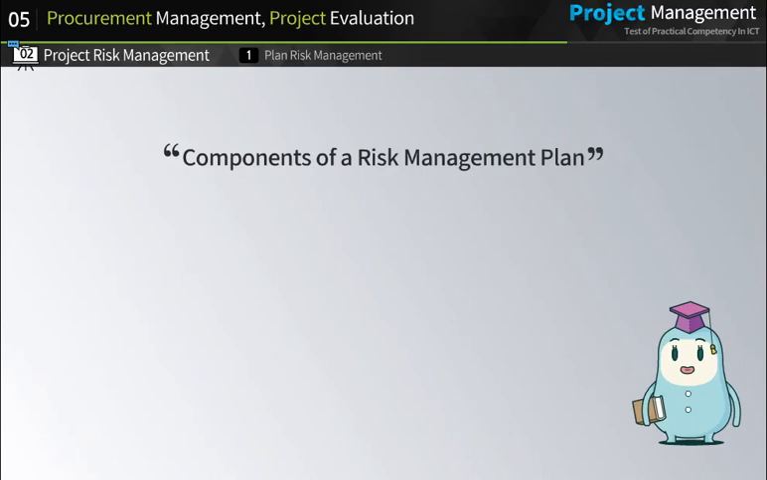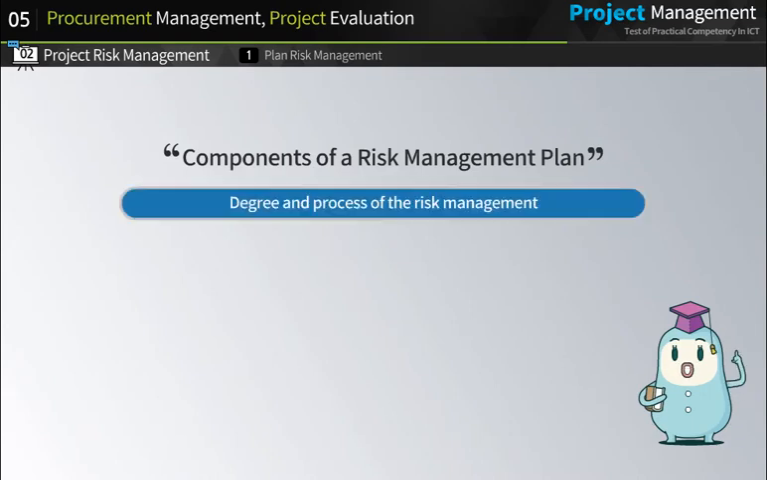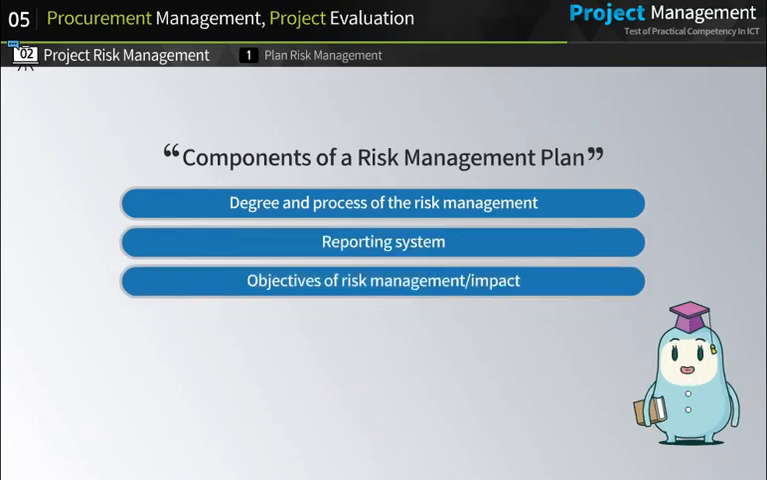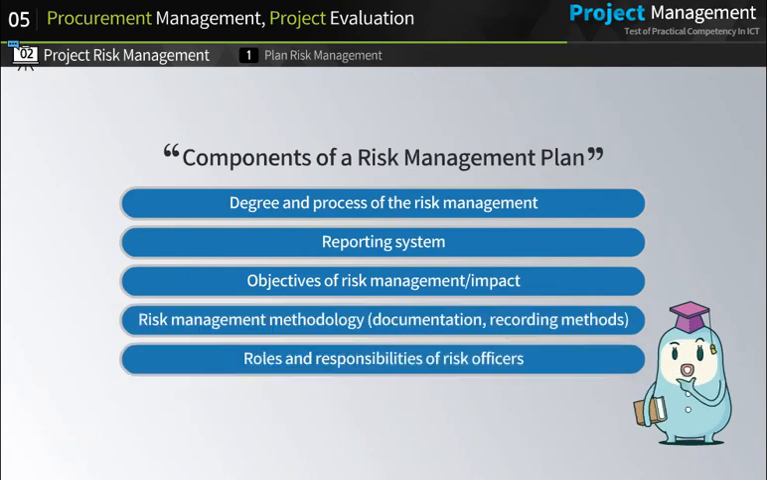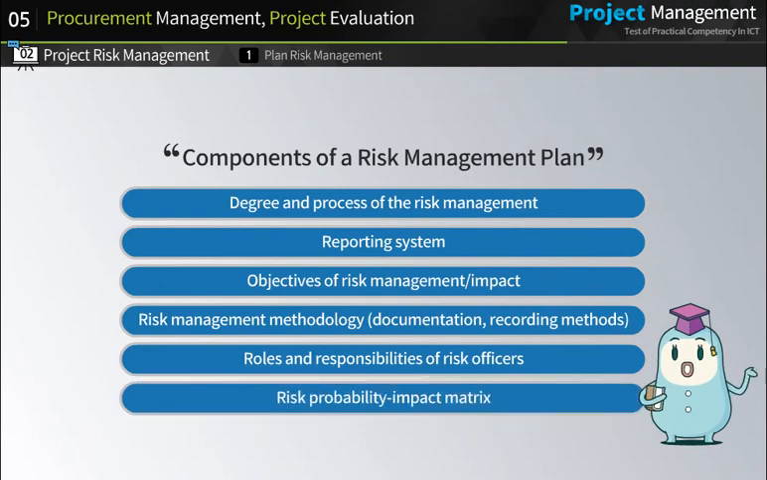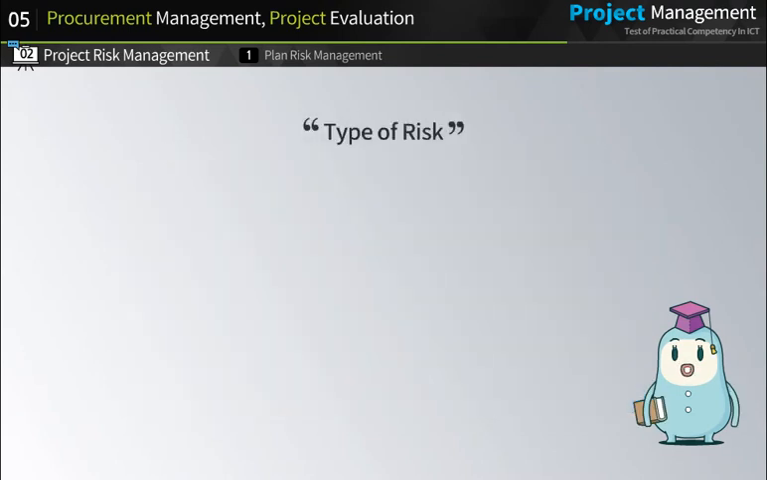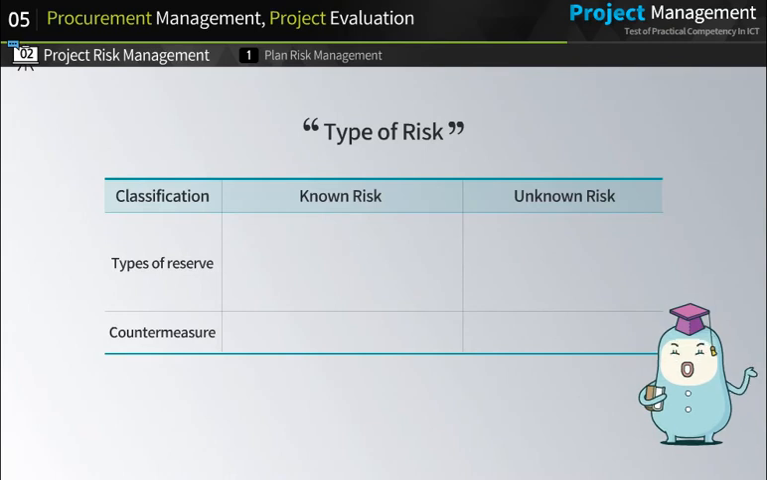A risk management plan features the following components: the degree and process of the risk management, reporting system, objectives of risk management and its impacts on the project, risk management methodology, roles and responsibilities of risk officers, and the risk probability impact matrix. Risk can be classified into two types: known risk and unknown risk.